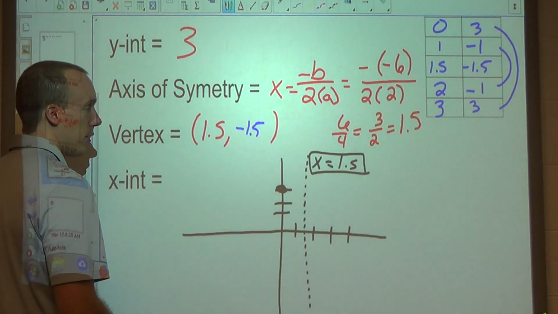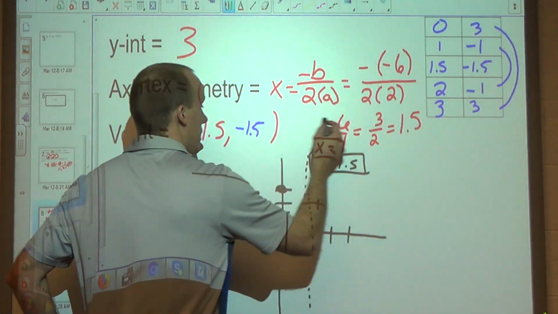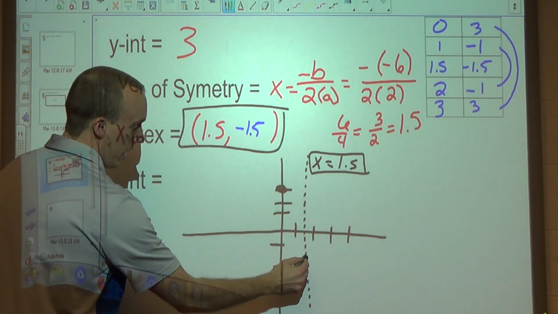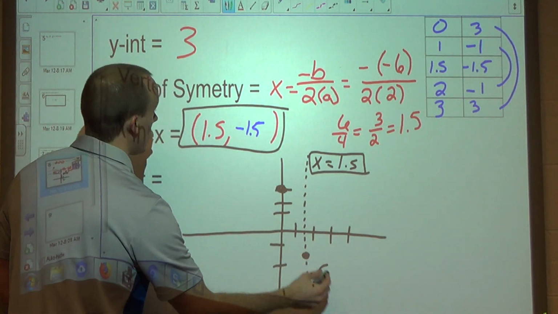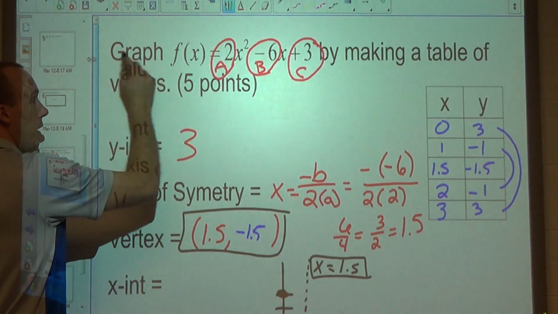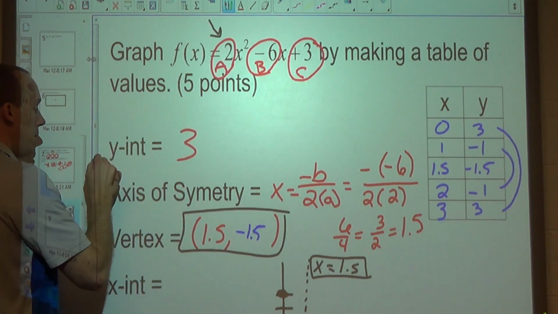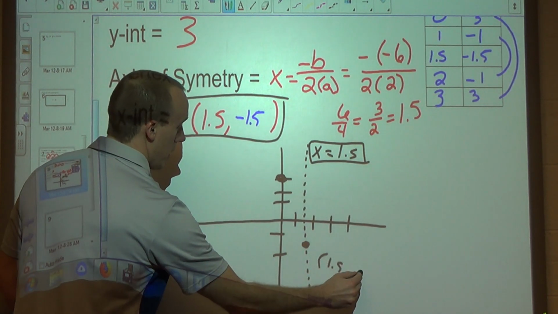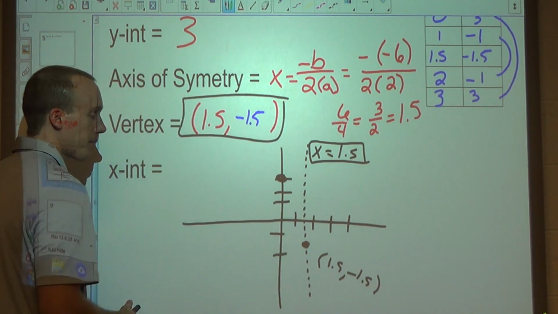And then I gotta find the vertex. Well, what's the vertex? -1.5, right? So right here. Is this a smiling parabola or a frowning parabola? Smiling. Okay, so then it would cross here at 1.5 comma -1.5.